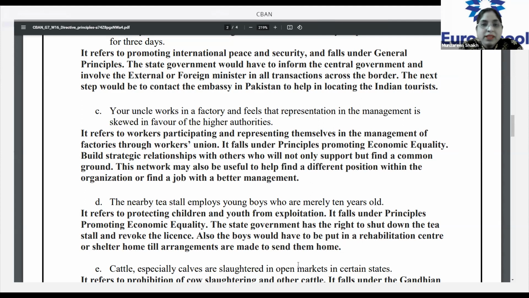Now, what will be the solution for this problem of the uncle? Ma'am, how are you going to help your uncle?